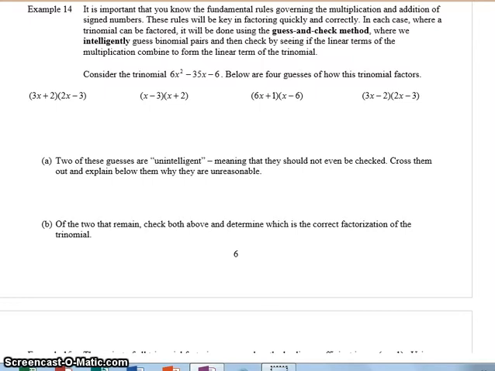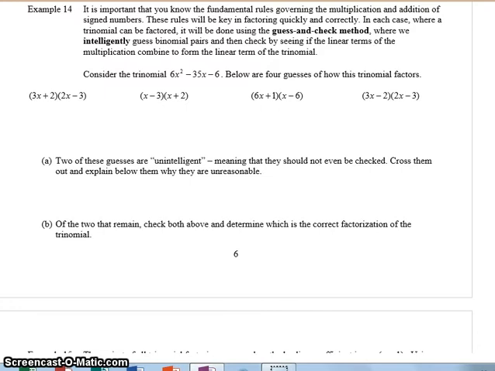Consider the trinomial. Below are 4 guesses of how this trinomial factors. Part A. 2 of these guesses are unintelligent, meaning they should not be checked. Cross them out and explain below why they are unreasonable.